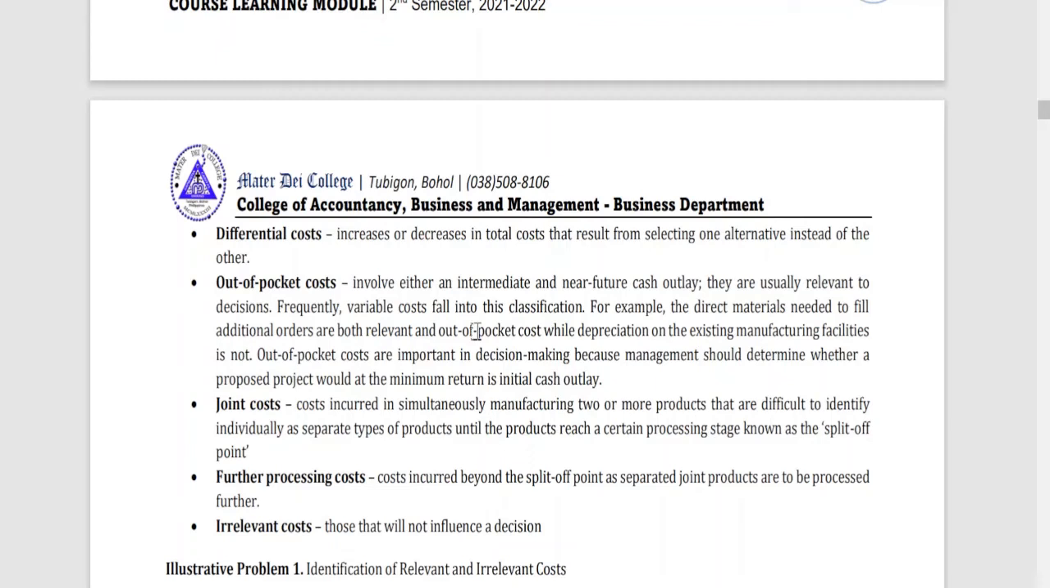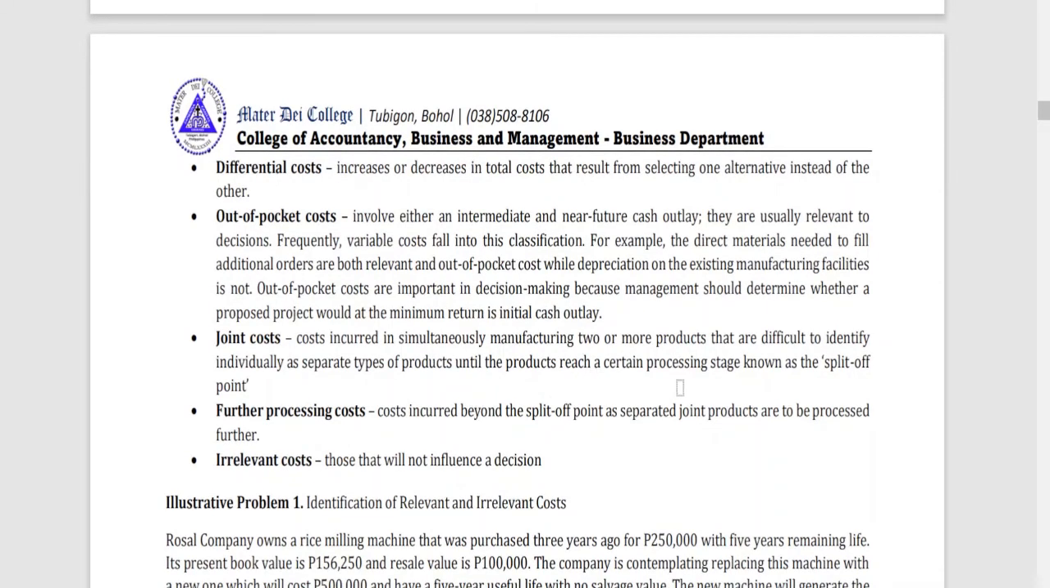Then we have joint costs. These are costs incurred in simultaneously manufacturing two or more products that are difficult to identify individually as separate types of products until the products reach a certain processing stage known as the split-off point. So before sa split-off niya, you process a particular material. So katong cost that you spent for those two or more products na mo come out later on, okay, mao to siya tong joint cost.